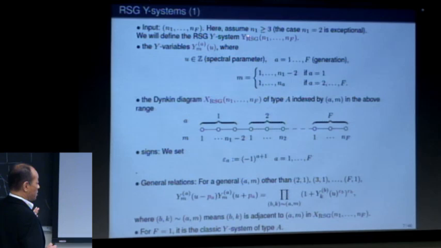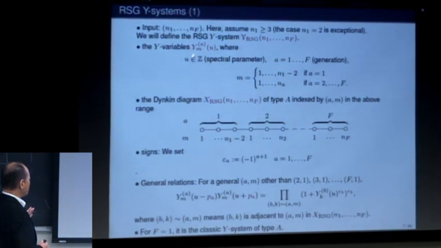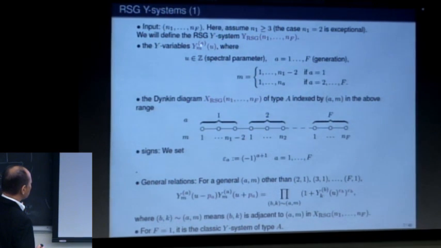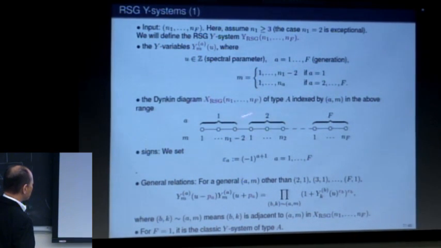So we define a Y system. It is an algebraic functional system of infinitely many variables. This is a variable which we call Y variable. We have 3 indices. U is called spectral parameter, which is just an integer. A here runs from 1 to f. It is called generation. M depends on which generation you are considering, and it is summarized here.